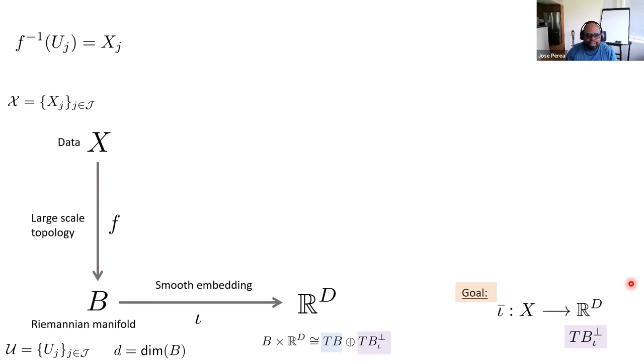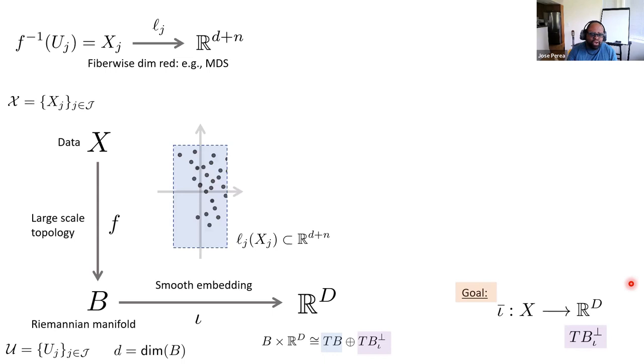Step two, do a local dimensionality reduction on the XJs. So for example, you can do maybe PCA or MDS on each XJ separately. Okay, so now we have our little pieces XJ inside of R^(d+n). The thing to notice is that not all directions are created equal in this Euclidean space.